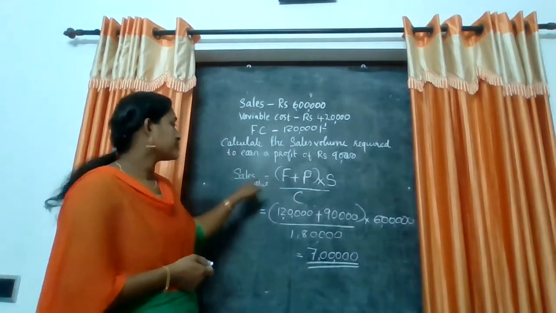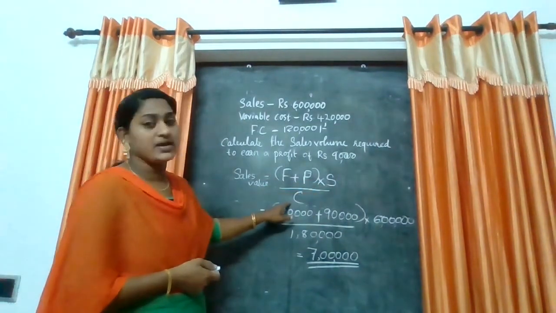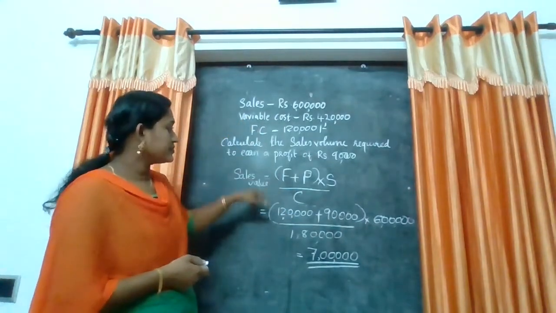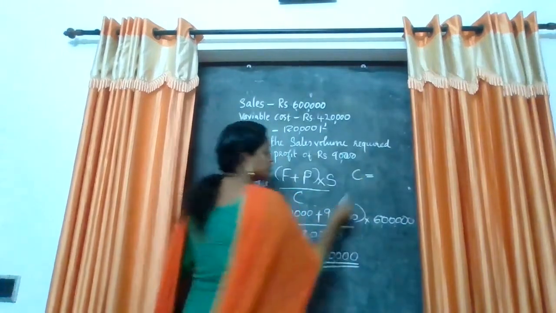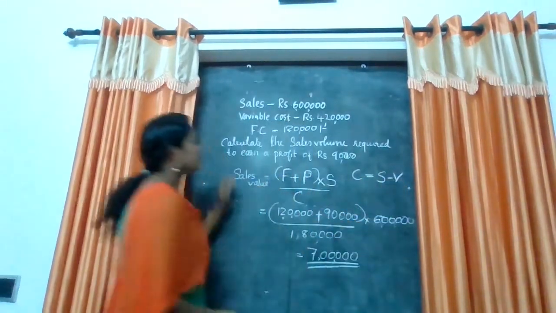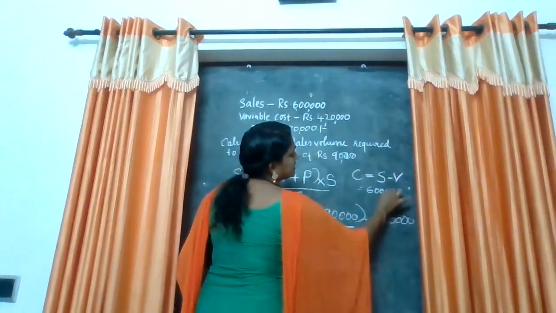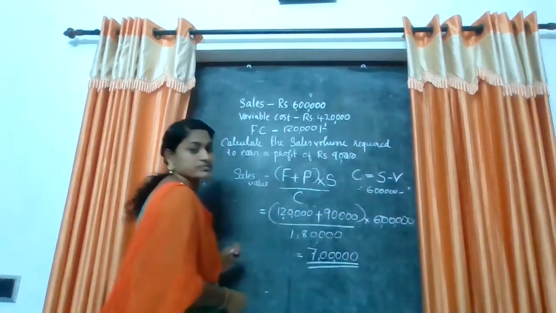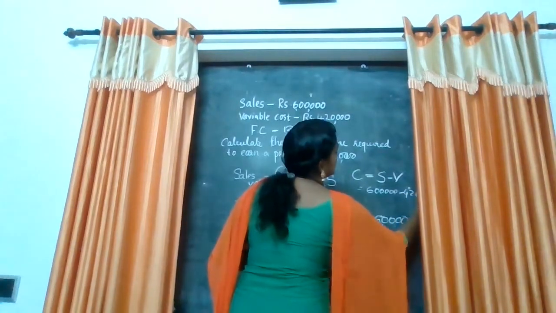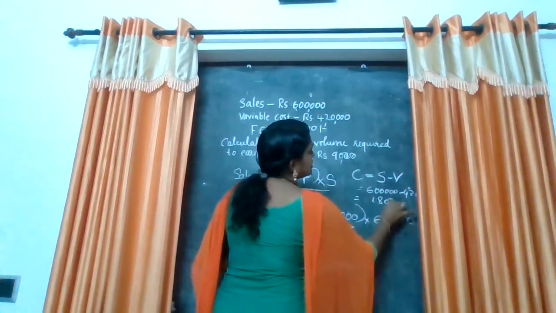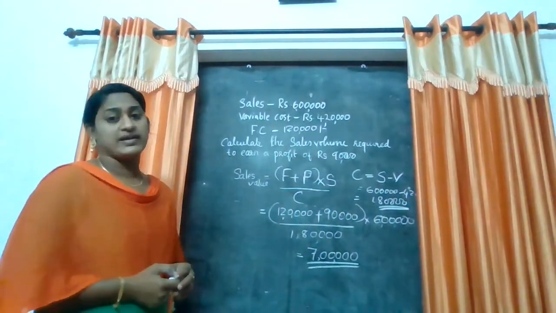The formula is (fixed expenses plus profit) into sales divided by contribution. In this problem, we have to calculate contribution. Contribution is equal to S minus V. Say S means sales. Sales is equal to 6 lakh minus variable cost 4 lakh 20,000. 6 lakh minus 4 lakh 20,000. So contribution is equal to 1 lakh 80,000.